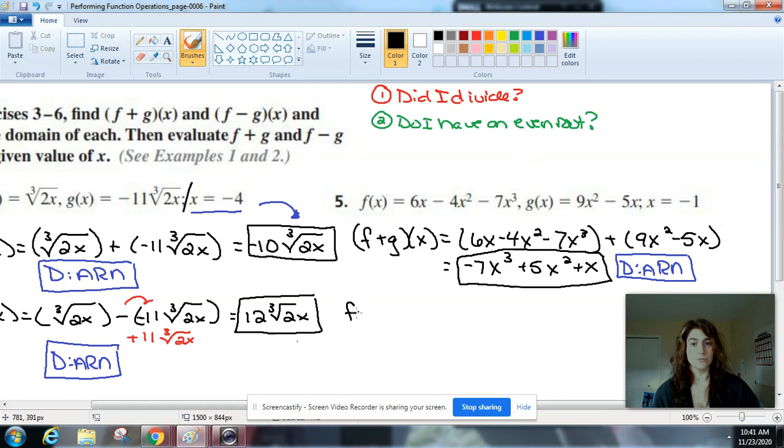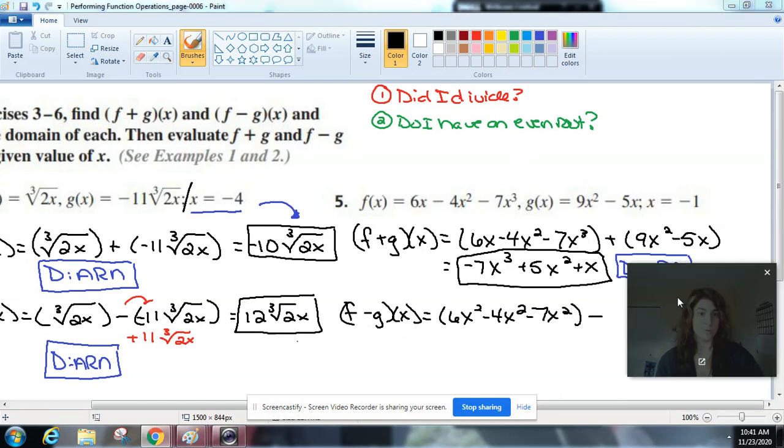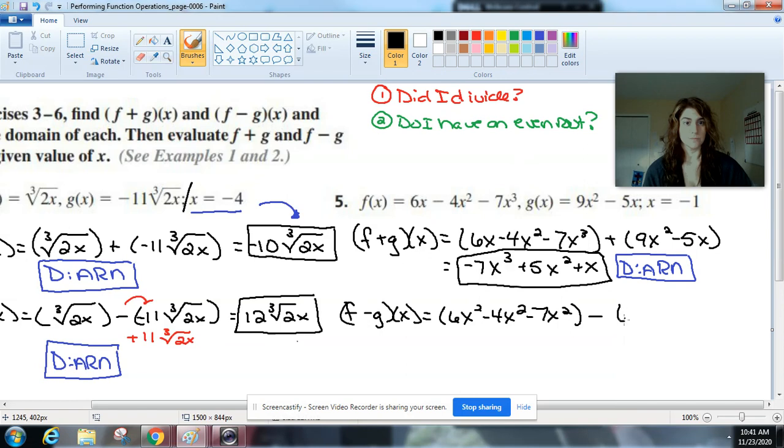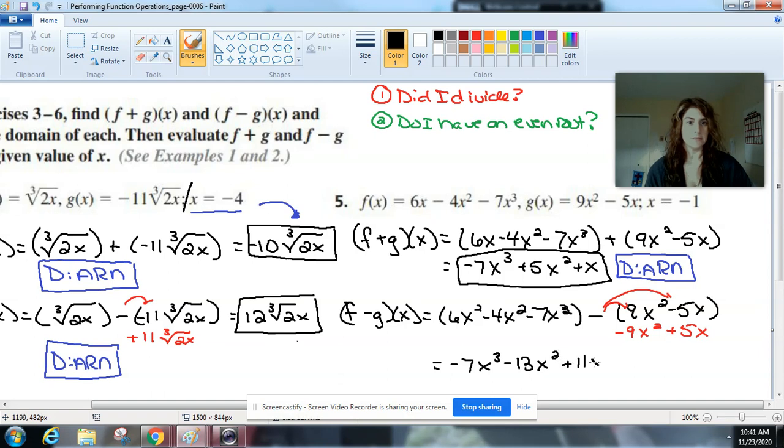Second one, I'm then going to subtract. Move myself up here. And again, make sure when you're doing your subtraction, you are distributing that. So we get a -9x squared and a positive 5x now from when I go through and combine my like terms. So in this case, I have a -7x cubed minus 13x squared plus 11x.